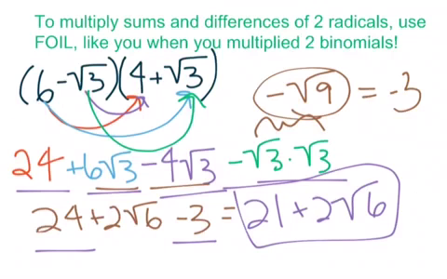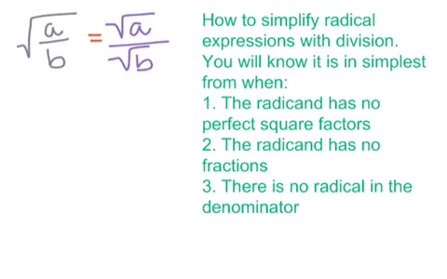Okay? Again, let's say that this had a perfect square in it, you need to make sure to simplify that as well. Okay? Alrighty. To simplify radical expressions with division, you will need it in its simplest form, which means the radicand has no perfect square factors, the radicand has no fractions, and there is no radical in the denominator. Okay? That's what we're doing here.